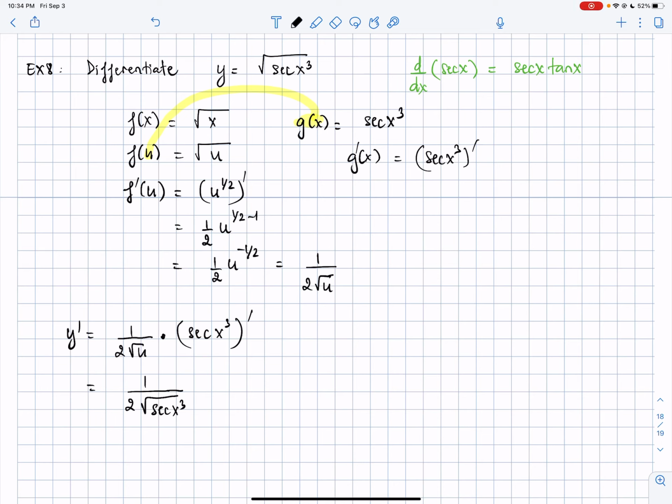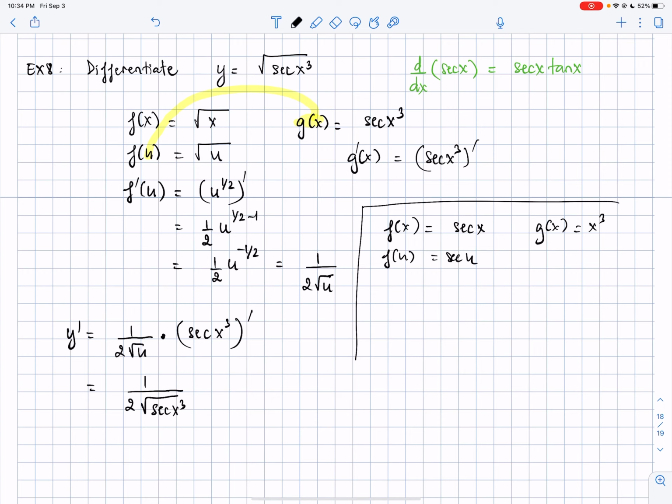Now we will do secant x cubed prime. Then we do the chain rule one more time. The function f of x is the most outside one, so it has to be secant x. And g of x will be x cubed. Then we're going to change it for the u, so f of u is secant of u. And later on, this u will be replaced by the g of x. And if you want to be different from before, you can make it like 1, okay?